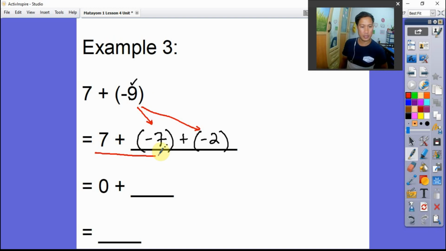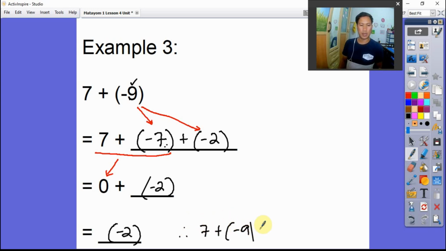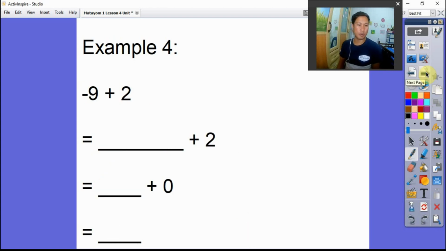So we add this together. It will become 0 plus negative 2, and that is our final answer. Let's write it properly. 7 plus negative 9 is equal to negative 2. Very simple.